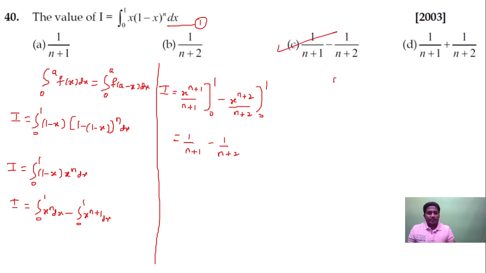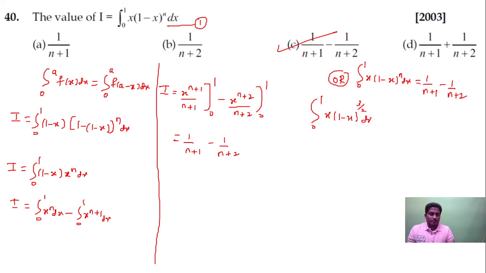Now see, for any value of n, guys, how will I use this result directly in a competitive exam? For 0 to 1 x into (1 minus x) whole to the power of n dx, I am getting the answer as 1 by n plus 1 minus 1 by n plus 2. Suppose you have a question, for example 0 to 1 x into (1 minus x) whole to the power of 3 by 2. For any value of n, I repeat myself, it is 1 by (3 by 2 plus 1) minus 1 by (3 by 2 plus 2). So this is equal to 2 by 5 minus 2 by 7. Take LCM and simplify, you get the answer.